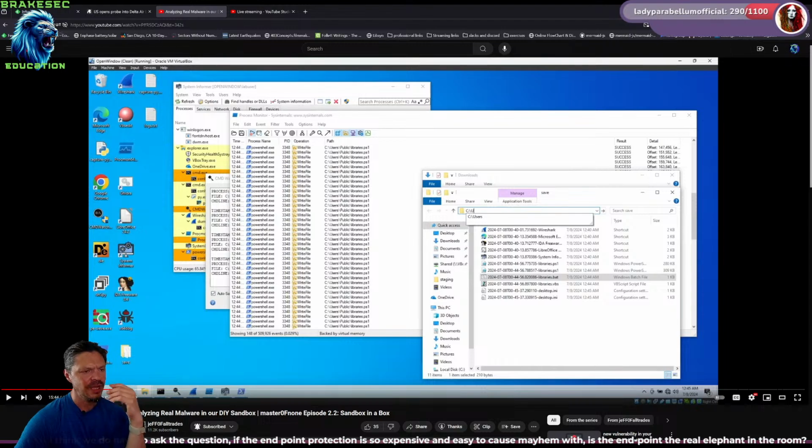I think we do have to ask the question: if the endpoint protection is so expensive and easy to cause mayhem with, is the endpoint the real elephant in the room?